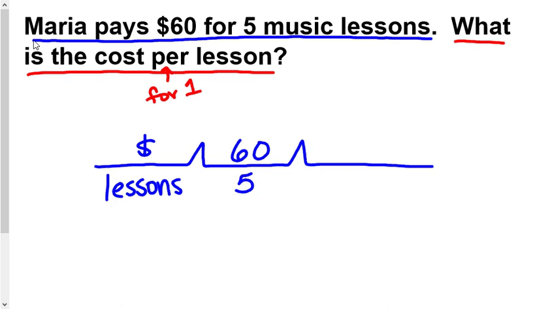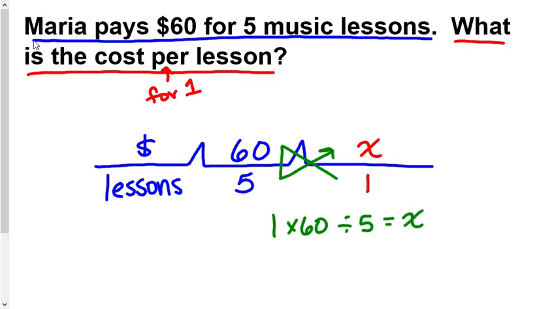So remember, the question goes in our last section of our bridge map. So what is the cost per lesson? So the thing I want to know is how much money. The thing I know is for 1 lesson. So there's now my bridge map completely filled out, and we're ready to solve it. We can cross multiply and then divide. 1 times 60 and then divide by 5. And that's going to give us our missing number. And our missing number, if we work that out, ends up being 12. So what that means is the cost is $12 per lesson.